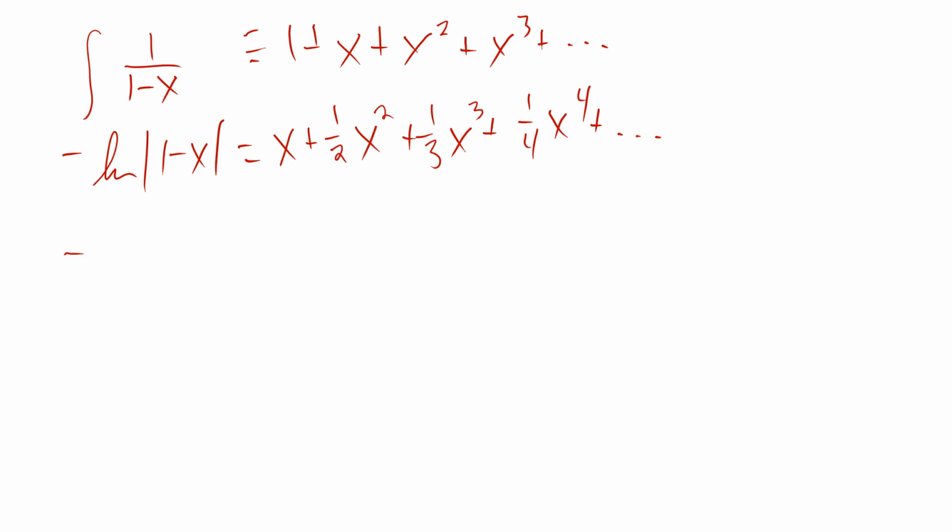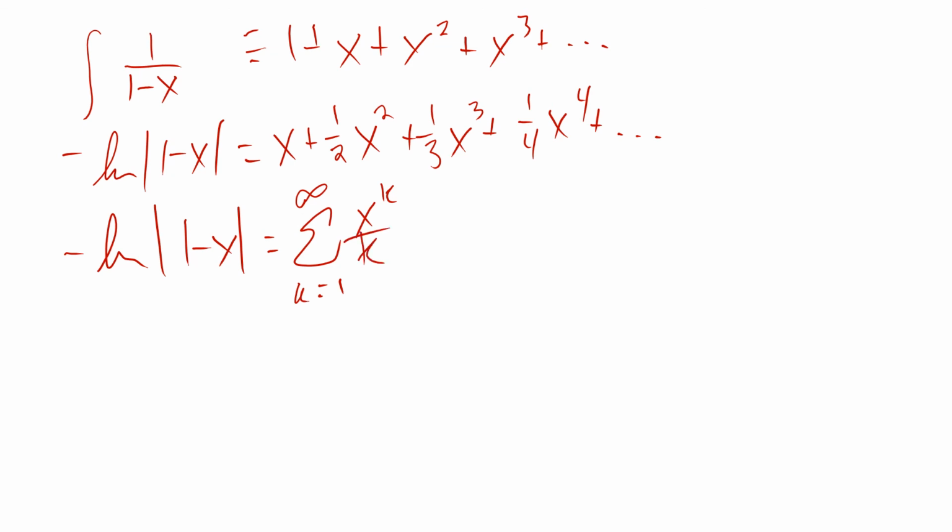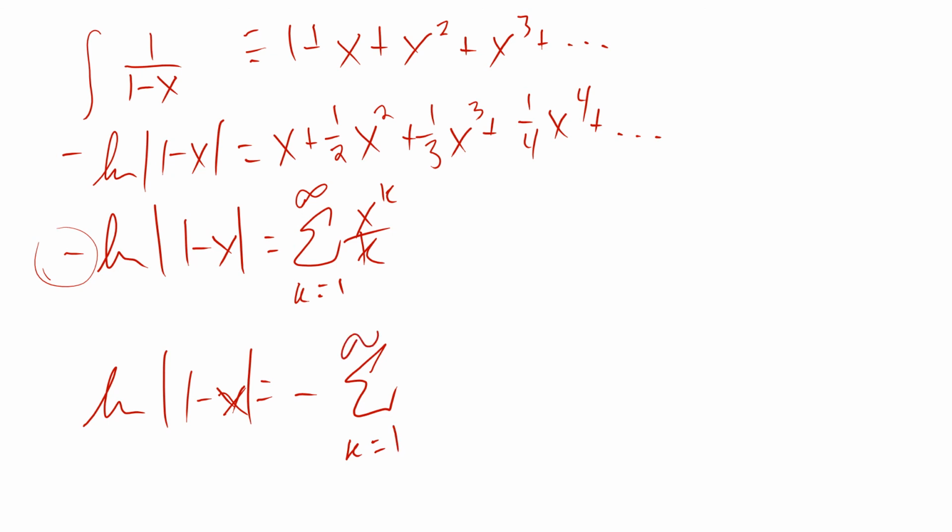That's going to be negative natural log of 1 minus x equals the sum from k equals 1 to infinity of x to the k divided by k. If we wanted to get rid of that negative, we could say the natural log of 1 minus x equals negative the sum from k equals 1 to infinity of x to the k over k. And we could do stuff from here. If we substitute in 1 minus x, this can be the natural log of x, and we'd have (1 minus x) to the k over k.